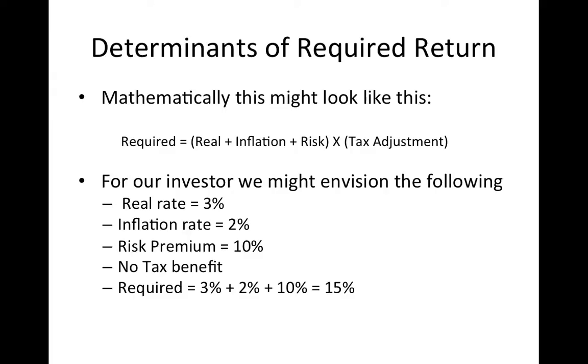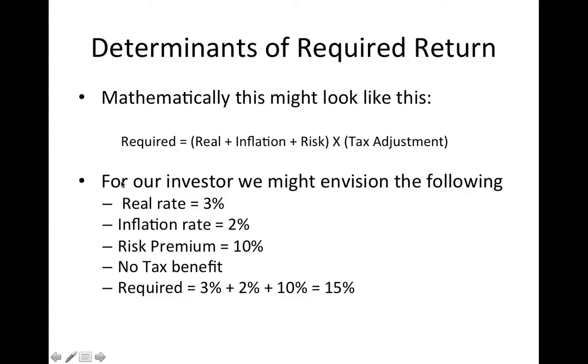Now, mathematically, it might look like this. It might be the real rate plus the inflation rate plus a risk premium times some tax adjustment. Quite frankly, from a theoretical standpoint, there's a lot of questions about exactly how all that goes together. Is it an addition? Is it a multiplication? Is there a cross product? Nobody really knows for sure. But for our purposes, we're just going to use this simplified approach just so that conceptually you can kind of wrap your head around how it works.